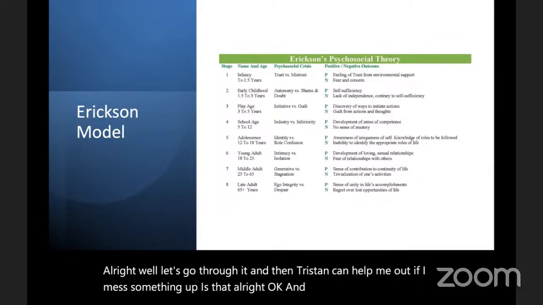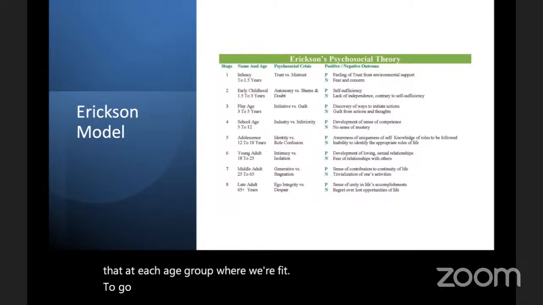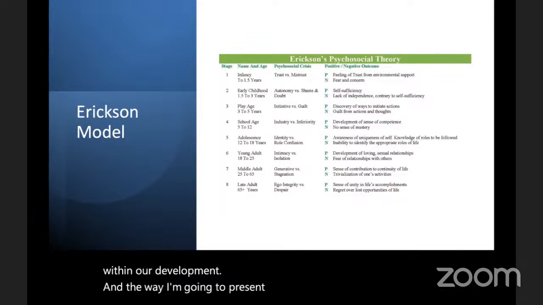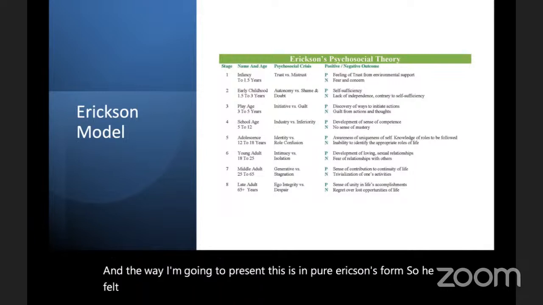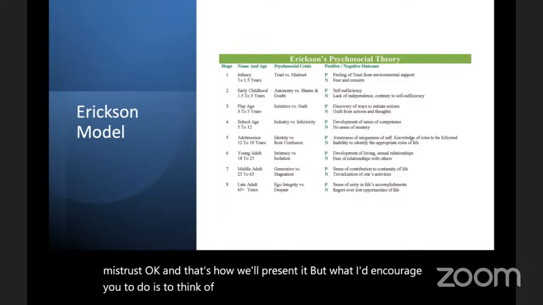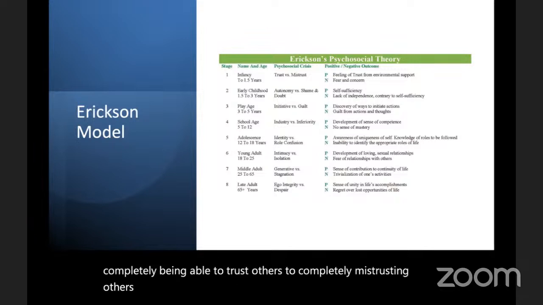What he theorized is that at each age group we're fit to go through certain conflicts. It's a kind of perfect timing within our development. And the way I'm going to present this is in pure Erickson's form. So he felt that in infancy, for example, you gain trust or you gain mistrust. Okay. And that's how we'll present it. But what I'd encourage you to do is to think of these things as a continuum between completely being able to trust others to completely mistrusting others. Okay. And we're all somewhere in between there.